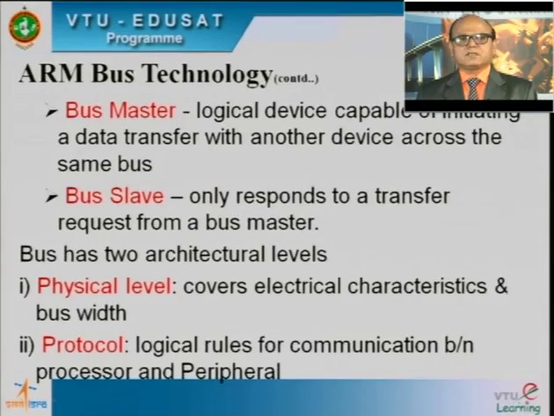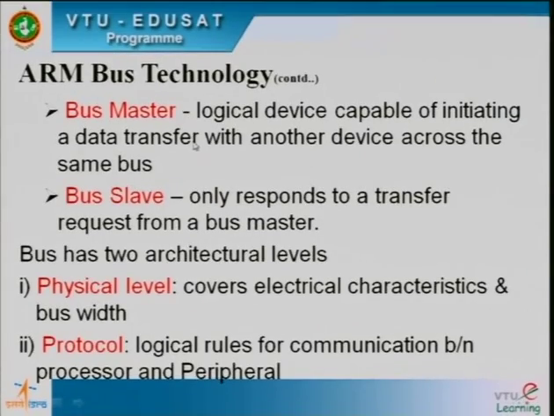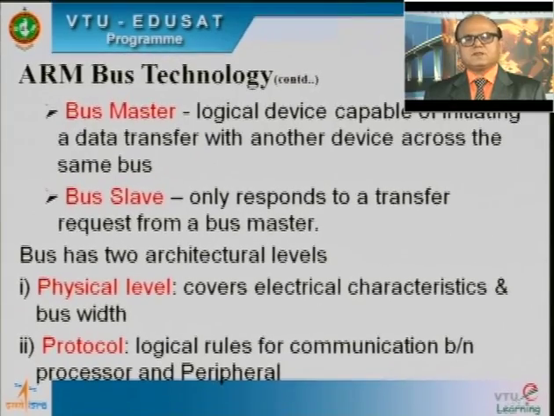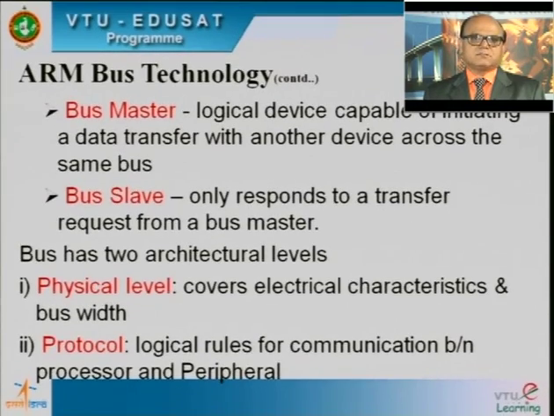The ARM bus technology, as we were mentioning, has 2 things. The bus master is a logical device capable of initiating a data transfer with another device across the same bus. The bus slaves are again logical devices which only respond to a transfer request that is directed by a bus master. So the bus has 2 architectural levels, the physical level and the protocol. The physical level covers the electrical characteristics and the bus width.